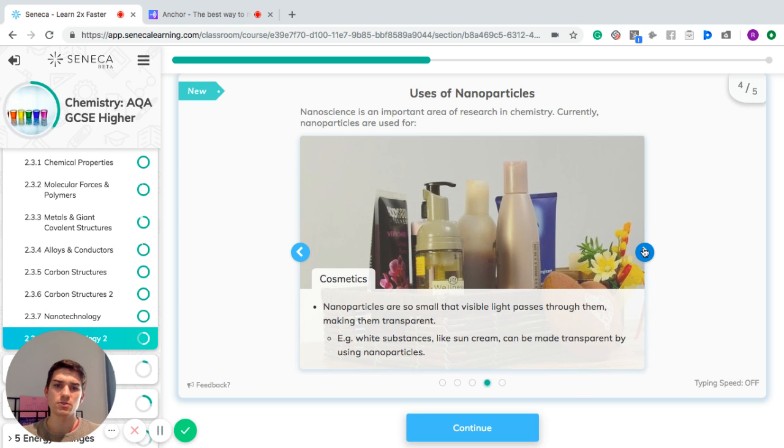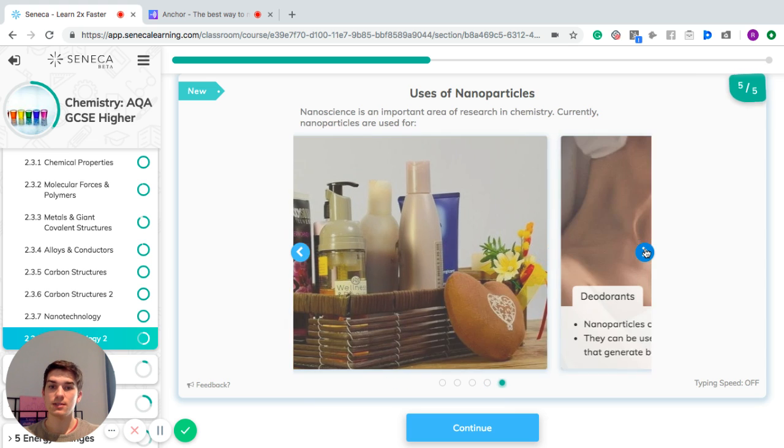And nanoparticles are also used in cosmetics a lot. These are so small that visible light passes through them, which makes them transparent. That's why a lot of creams and things become transparent. So for example, white substances like sun cream can be made transparent using nanoparticles. I'm sure you've seen the clear sun cream that you can buy instead of the white sun cream nowadays.